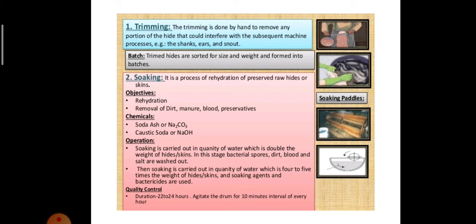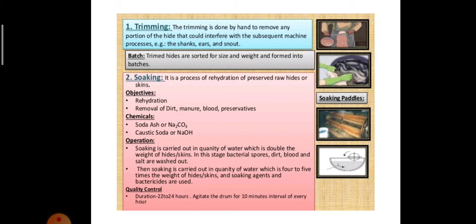Similarly, it is a process of rehydration of preserved raw hide or skin. The main objectives are rehydration, and similarly removal of dirt, manure, blood and preservatives that are present inside the skin. For which we use chemicals. One is soda ash or sodium carbonate, and similarly caustic soda, sodium hydroxide.